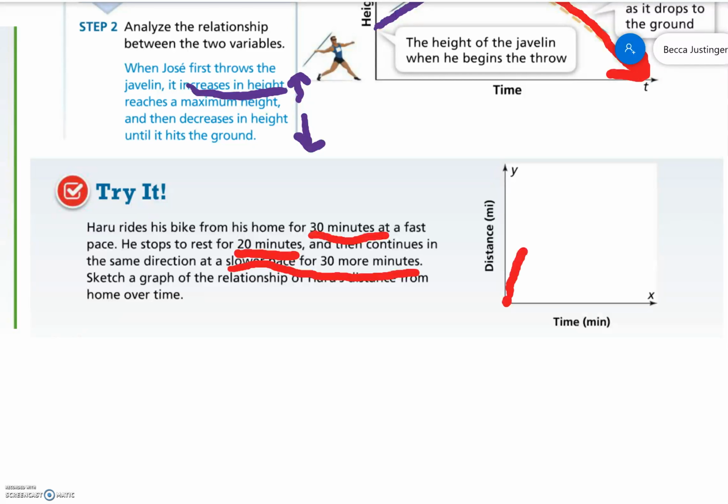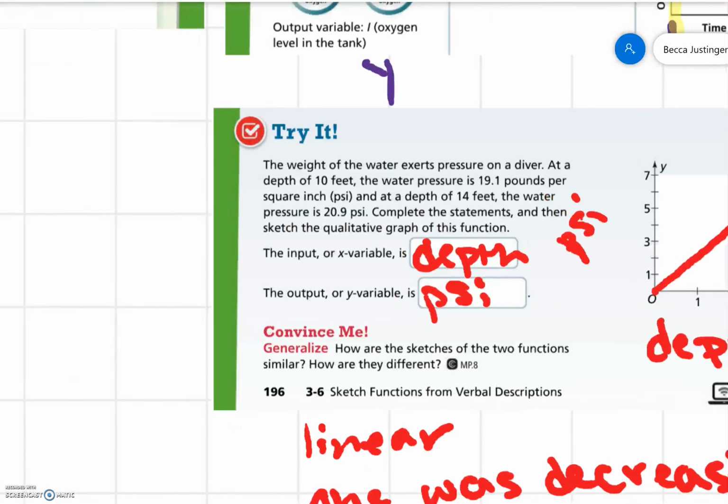So he's riding his bike fast. Then he stops and he rests. If he rests, is his distance increasing? No. So we are constant. And then he's continuing in the same direction. So that means he's still going farther away from home. But this time he's not going as fast because he's a little tired. So our line is not going to be as steep. And that's all it is. There's our sketch.